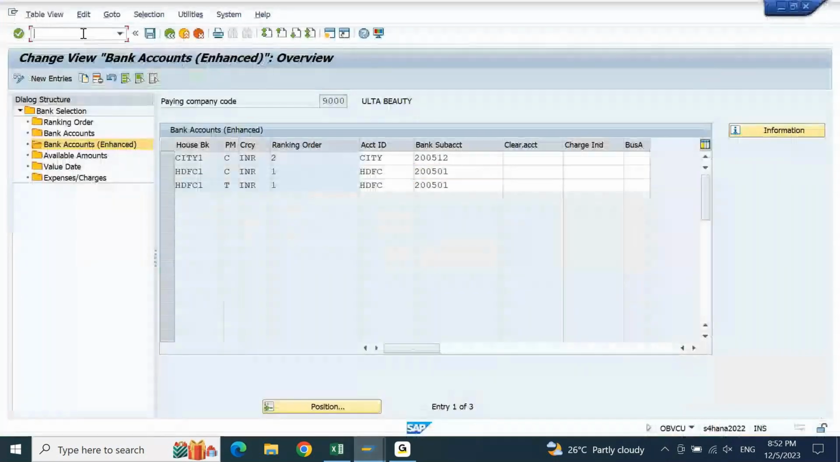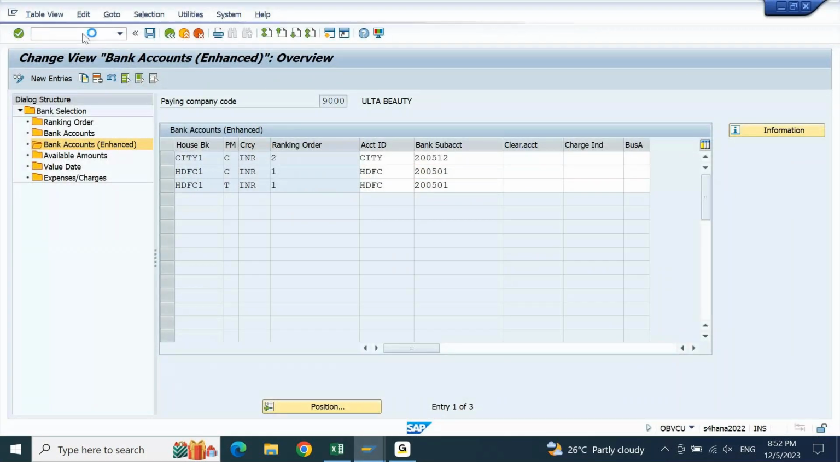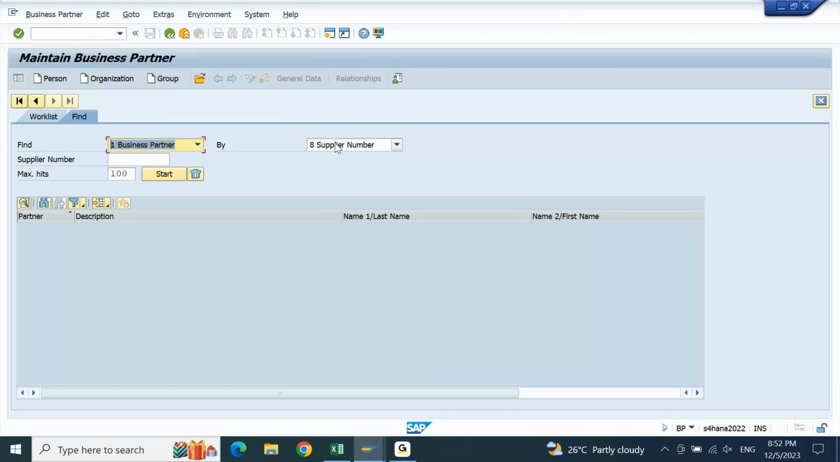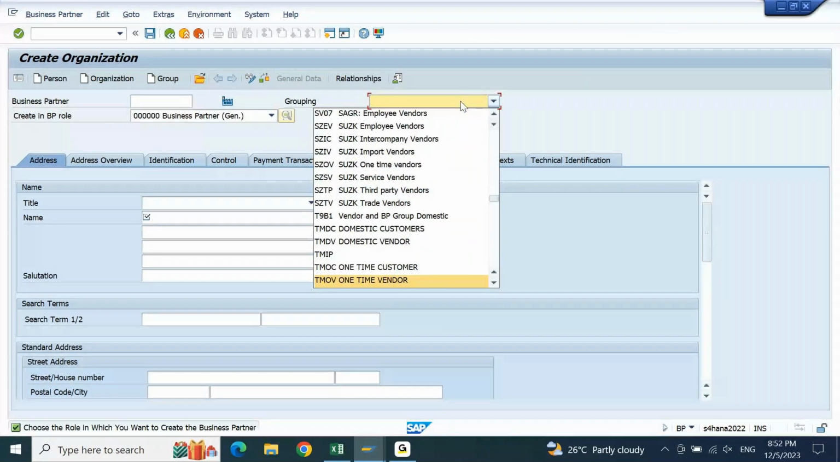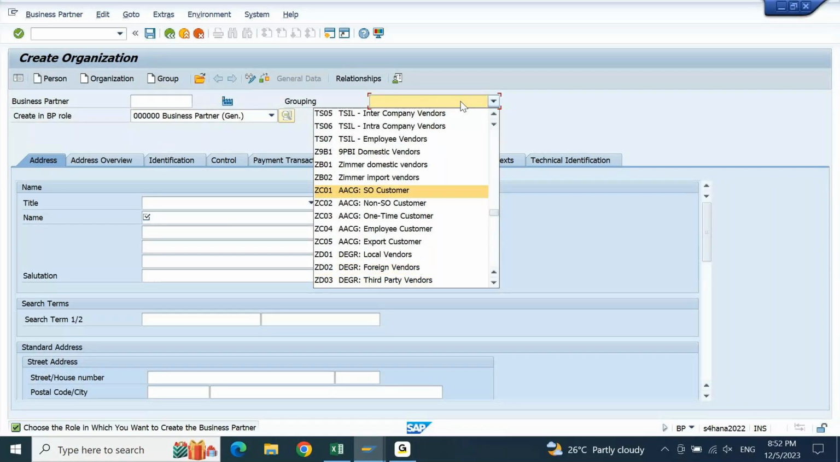What's your BP group while creating? It's starting with TO. TOLB? Yes, yes, this one, sir. But in my system, when I checked, I could not find that. Are you getting these 4-digit codes at the beginning or not? No, I'm unable to see TOLB, local BP for TOIN.